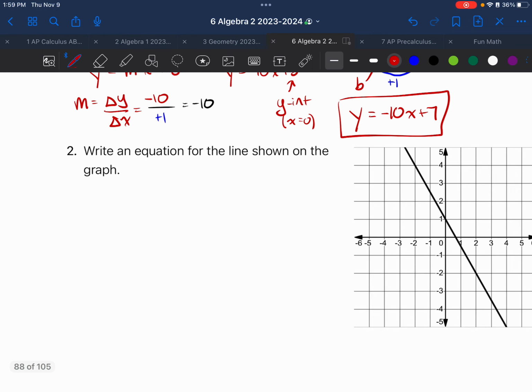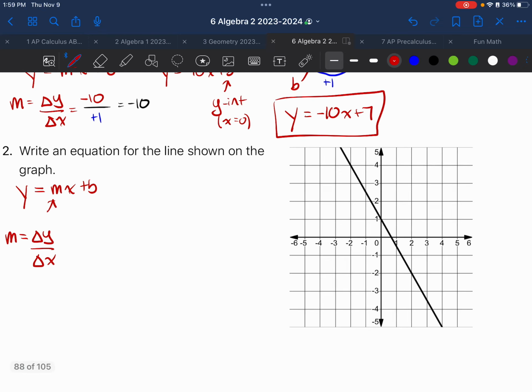Number 2, write an equation for the line shown in the graph. Again, we are going to be using slope-intercept form, so this is going to be y equals mx plus b. The first thing that I'm trying to find is slope. M, again, is always the slope, which is the change in y over the change in x.